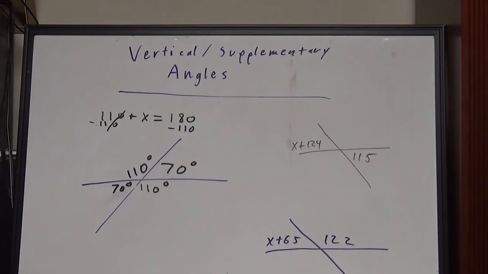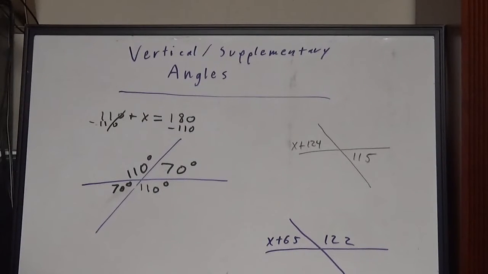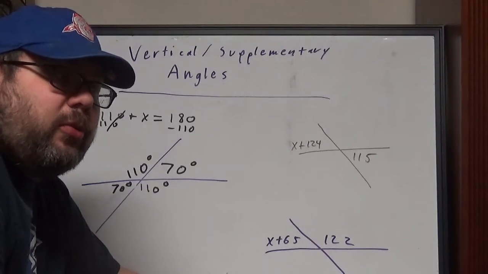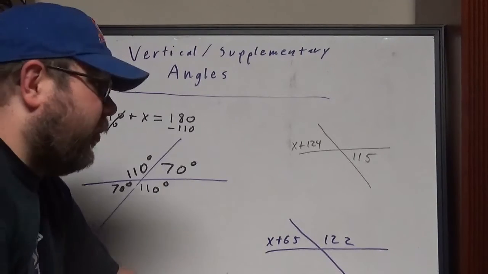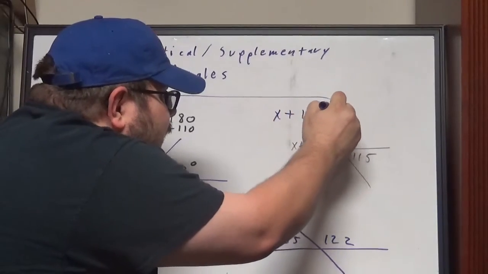Okay. Now I have two problems. And these are very simple. They might not look very simple, but they are extremely simple, and I'll show you why. So the first one, what we're going to see first off, is this a vertical angle or is this going to be one of our supplementary angles? Well, these two are across from each other. They're vertical. That means they are equal to each other. So with any problem like these two, we first just want to know, do they equal 180 or do they equal each other? These two equal each other, so I'm going to put x plus 124 equals 115.